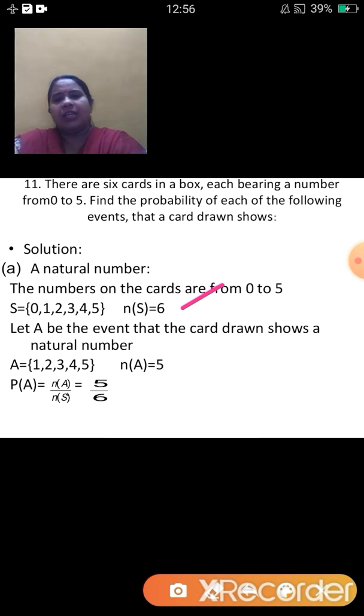The first event is that the card drawn bears a natural number. So I need to define my set. Let A be an event that the card drawn shows a natural number. So I need to collect all the natural numbers from this. Natural numbers start from 1. So I need to write only these numbers, 1, 2, 3, 4 and 5. I don't have to include 0. So how many elements in this? n of A is equal to 5. Again probability P of A is equal to n of A upon n of S, which is nothing but 5 upon 6. These are extremely easy sums. This way we can finish the first one. Probability that the card drawn is a natural number is nothing but 5 upon 6.